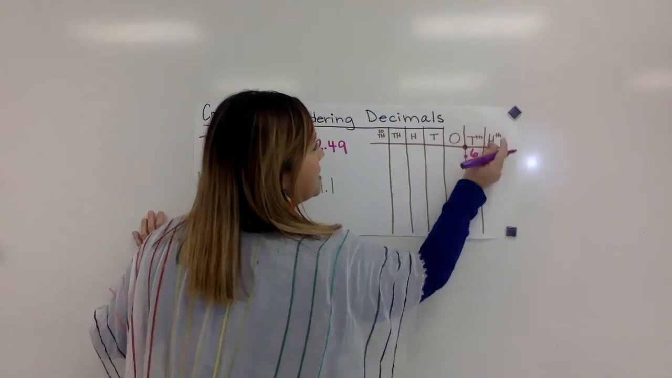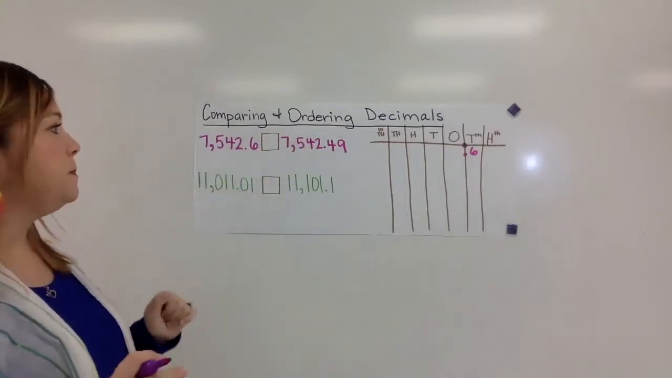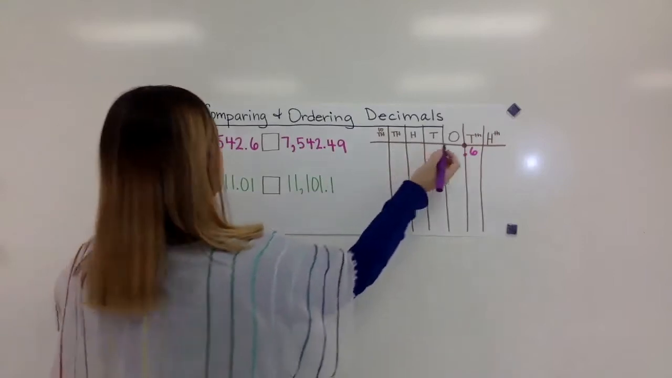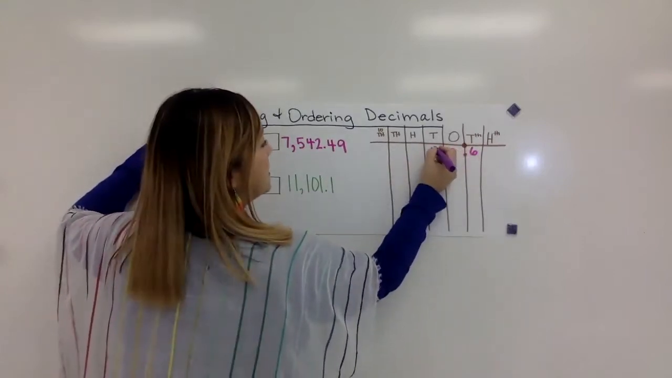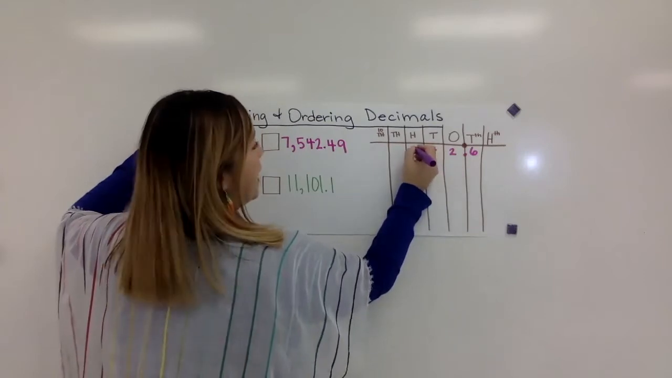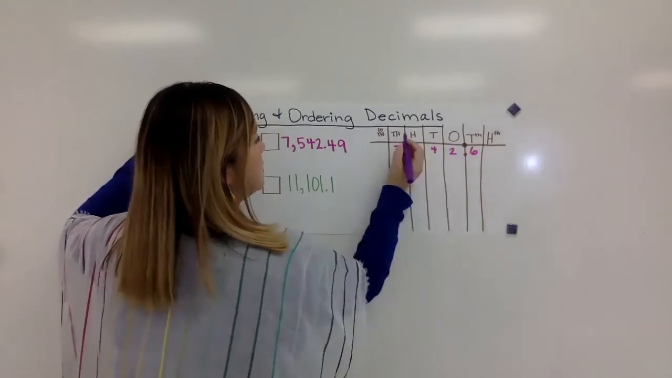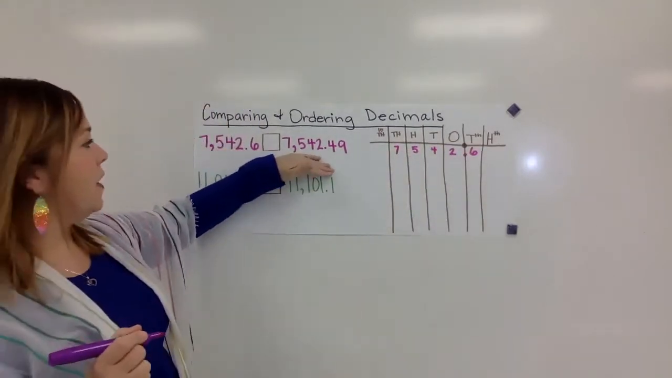And even though it's a place value chart, I like to rewrite my decimal so I can see it in each number. Now I'm going to write the digits that come before the decimal. So we have a 2 in the ones place, a 4 in the tens place, a 5 in the hundreds place, and a 7 in the thousands place.